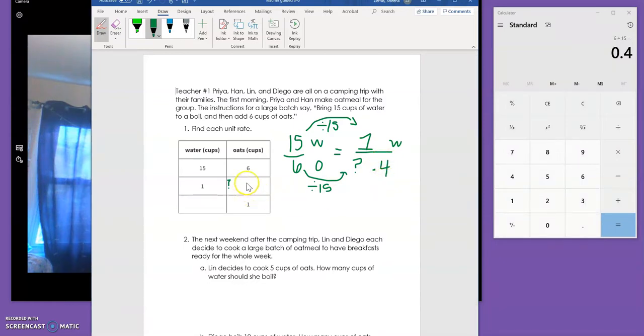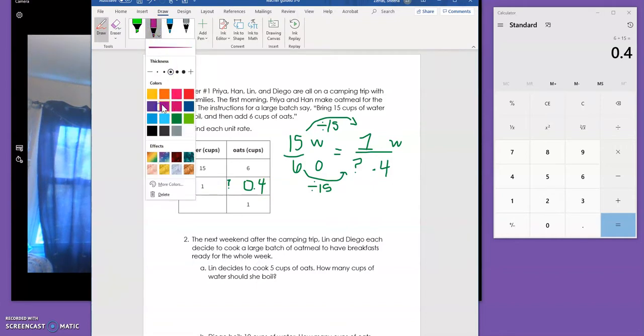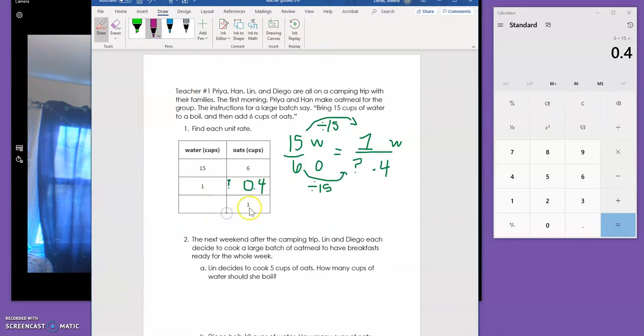And make sure you're using a calculator, because a lot of these problems today will have decimals. The other unit rate is found when our second value is 1. So we're solving now for the amount of water if we had 1 cup of oats. So again, I'm going to set this up very similarly. 15 water over 6 oats. And this time we're making it equivalent so that we have 1 oat.